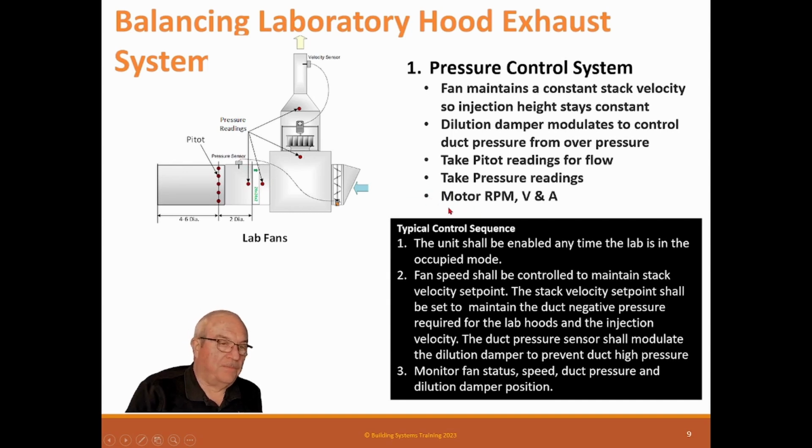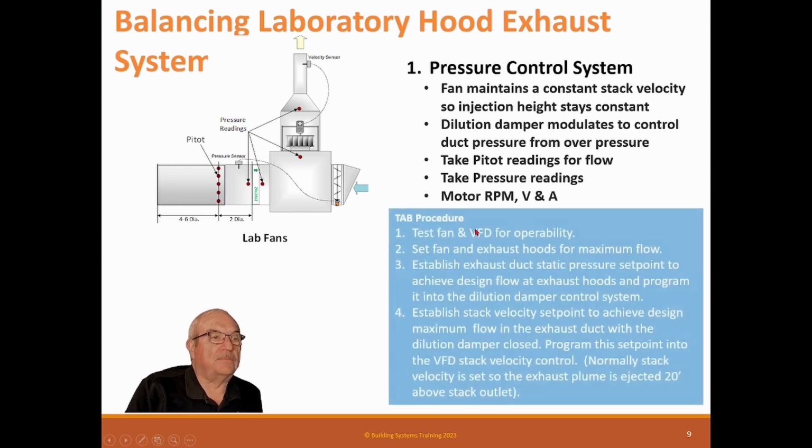So here's the sequence for these units. The unit shall be enabled anytime the lab is in the occupied mode. Fan speed shall be controlled to maintain stack velocity set point. The stack velocity set point should be set to maintain the duct negative pressure required for the lab hoods and the injection velocity. The duct pressure sensor shall modulate the dilution damper to prevent duct high pressure. Monitor fan status, speed, duct pressure, and dilution damper position. That's basically how these systems work.